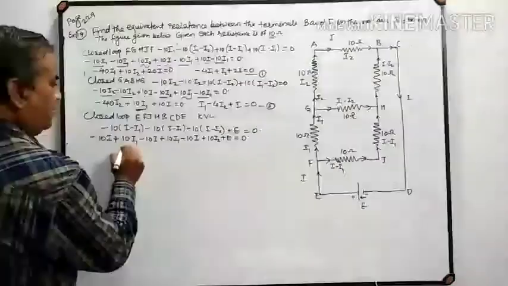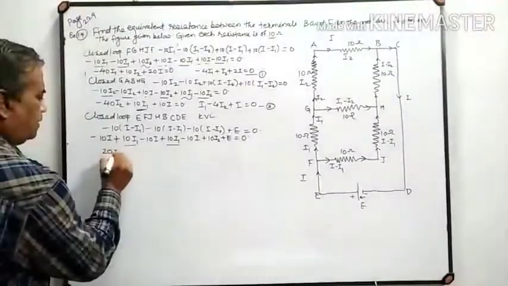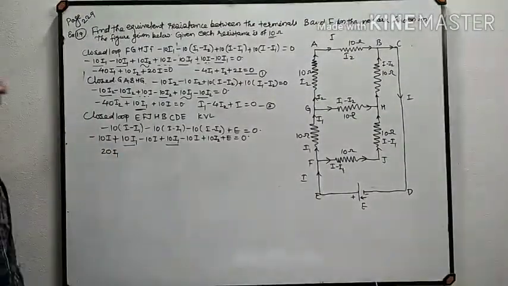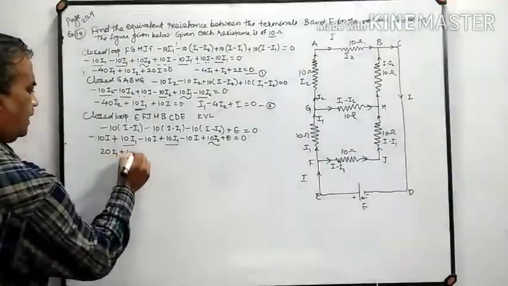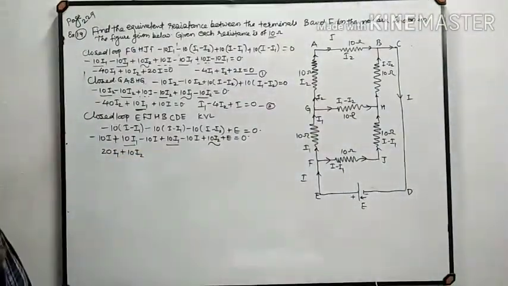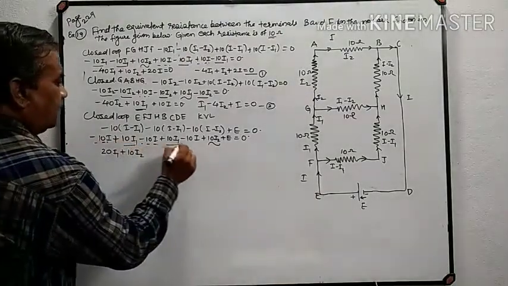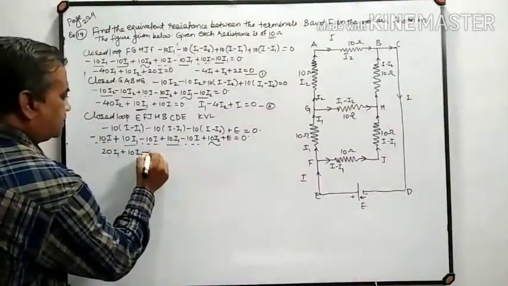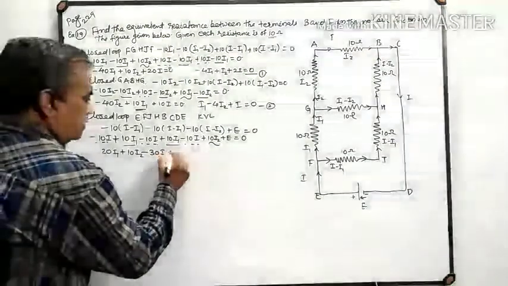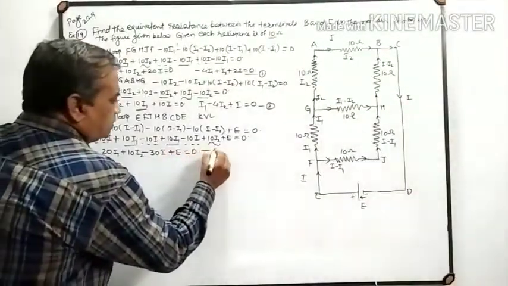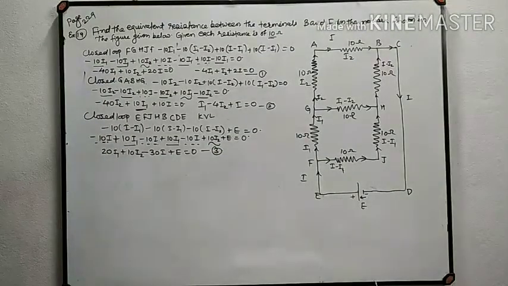Now collect the terms of I1: 10I1 and 10I1, so this is 20 I1. Collect the terms of I2: this is plus 10 I2. Now collect the terms of I: minus 10 I, minus 10 I, minus 10 I means minus 30 I, plus E is equal to 0. This is equation number 3.